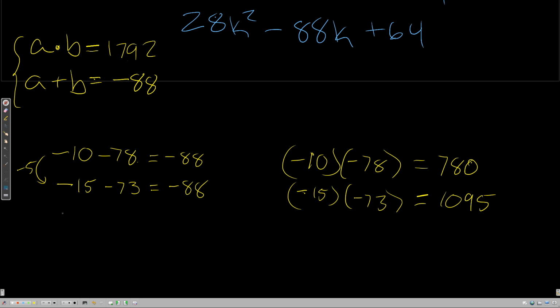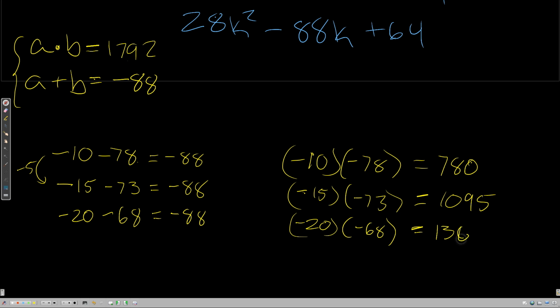I'll skip by another 5, minus 20. That's me subtracting 5: minus 15 minus 5. And over here it'll be minus 73 plus 5, so that'll be minus 68. That adds up to minus 88. But negative 20 times negative 68, let's see what that is. I still don't think it'll be enough. That's 1360. So we see this growing from 780 to 1095 to 1360, and we're looking to hit 1792.